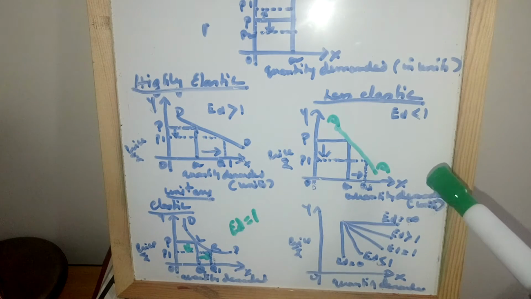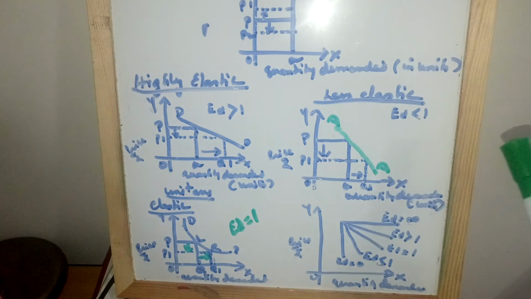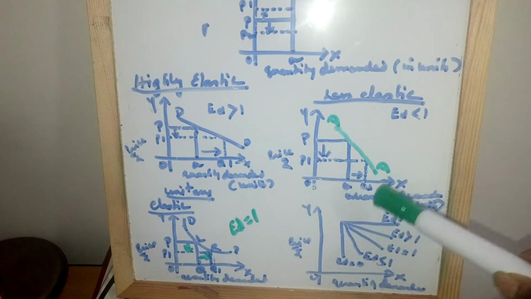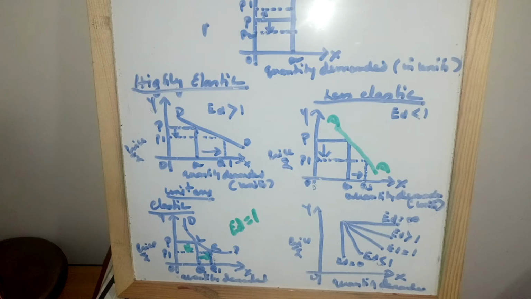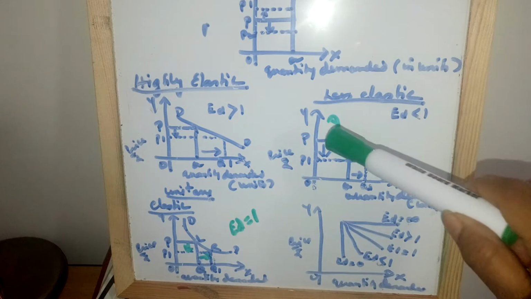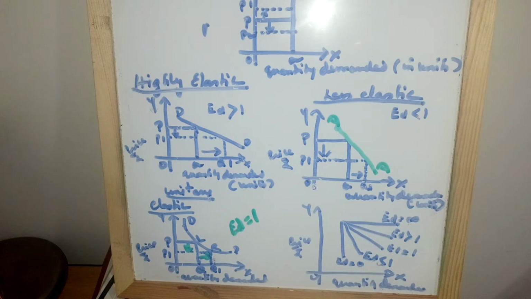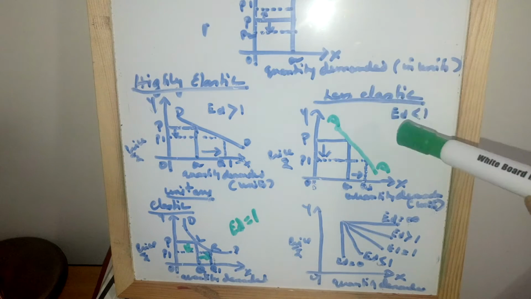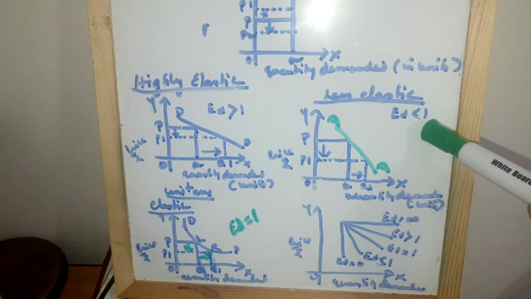Examples of such goods are salt and vegetables, because even if the price comes down, for example, by 50%, you don't find the change in quantity demanded to be 50%, because they are perishable. So you cannot store them for a longer time even though the price is brought down. So such goods are less elastic with reference to the price. So less elastic, ED is less than 1.